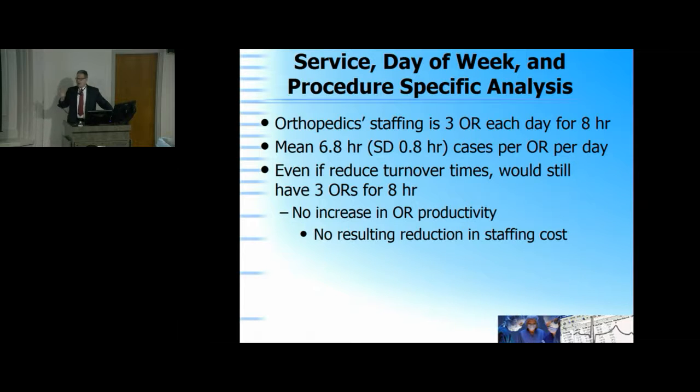Right? You can stop there just from knowing the mean and the standard deviation. Because if the mean is 6.8 hours and a standard deviation of 0.8 hours, the operating room allocation, I don't need to do the math to figure out that my operating room allocation is going to be 8 hours or 7.5 hours, whatever is the shortest duration of staffing that we can do.